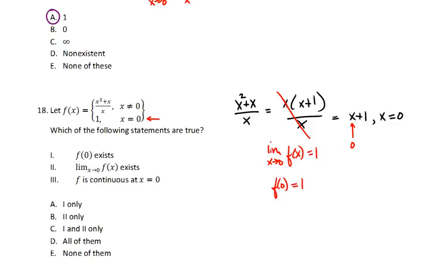So we're ready to answer the three questions here. F of 0 exists. Well, f of 0 is equal to 1. It's stated in the piecewise defined function. So that's true. The limit as x approaches 0 of f of x exists, and we've seen that that is 1, so that limit does exist. And finally, f is continuous: since the limit at 0 is equal to the value of the function at 0, the function is continuous at 0, and so all of those statements are true. We'll go on to problem 19.